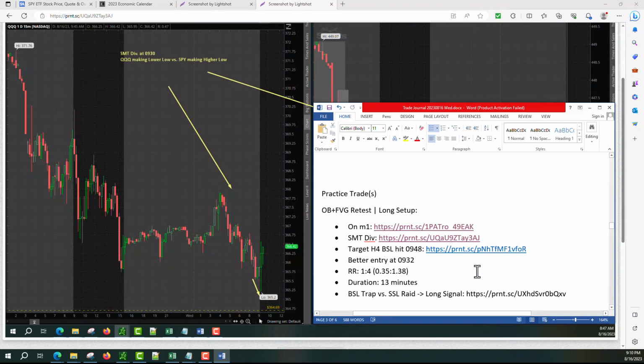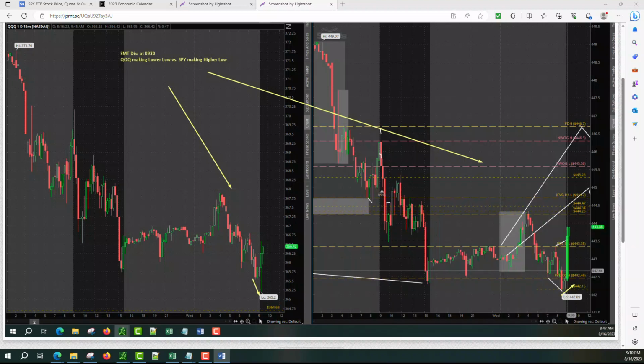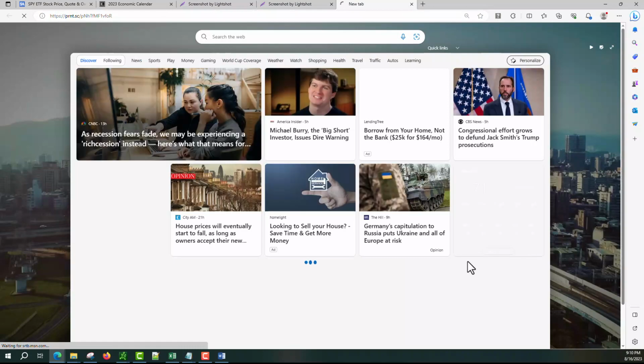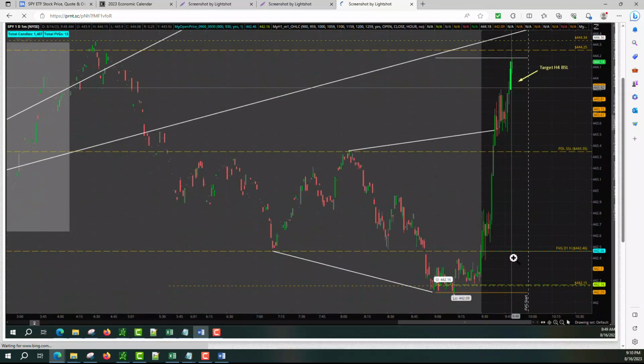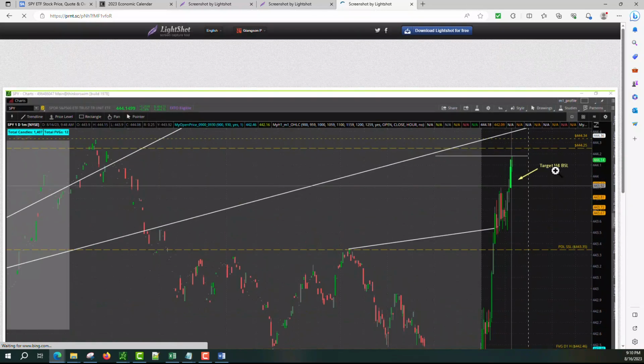So we entered there, and we entered at what time? We entered at 9:36, and we get our 48 right there. Let's see, what is the 48 first? 48 first right here. We get our 48 right there, because it hits the target by sell liquidity.